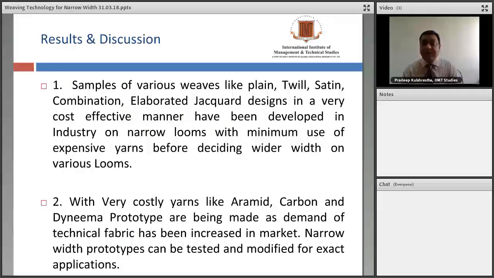Now, on this machine made by Prashant Gamatex, Ahmedabad, samples of various weaves like plain, frill, satin, combination, and elevated jacquard designs have been developed in industry in a very cost-effective manner. On a narrow loom, with minor use of expensive yarn, prototypes can be made before designing wider widths on various looms. With very costly yarns like aramid, carbon, and Dyneema, prototypes are being made, as the demand for technical fabric has increased in the market. Narrow fabric prototypes can be tested and modified for the exact application.